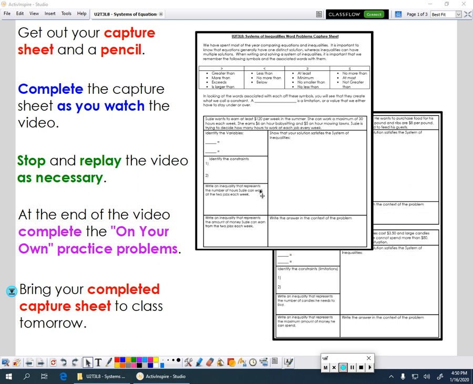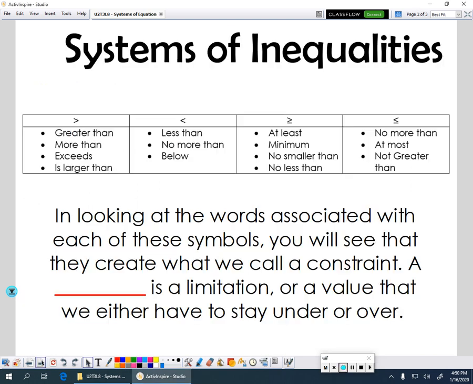We're going to solve systems of inequalities word problems. Inequalities are these symbols: greater than, less than, greater than or equal to, less than or equal to. But when you have a word problem, they're not always going to say greater than. They might say more than or exceeds. There are lots of different words for each symbol. So take a minute, stop the video, and look over the different ways these symbols could be represented in words.